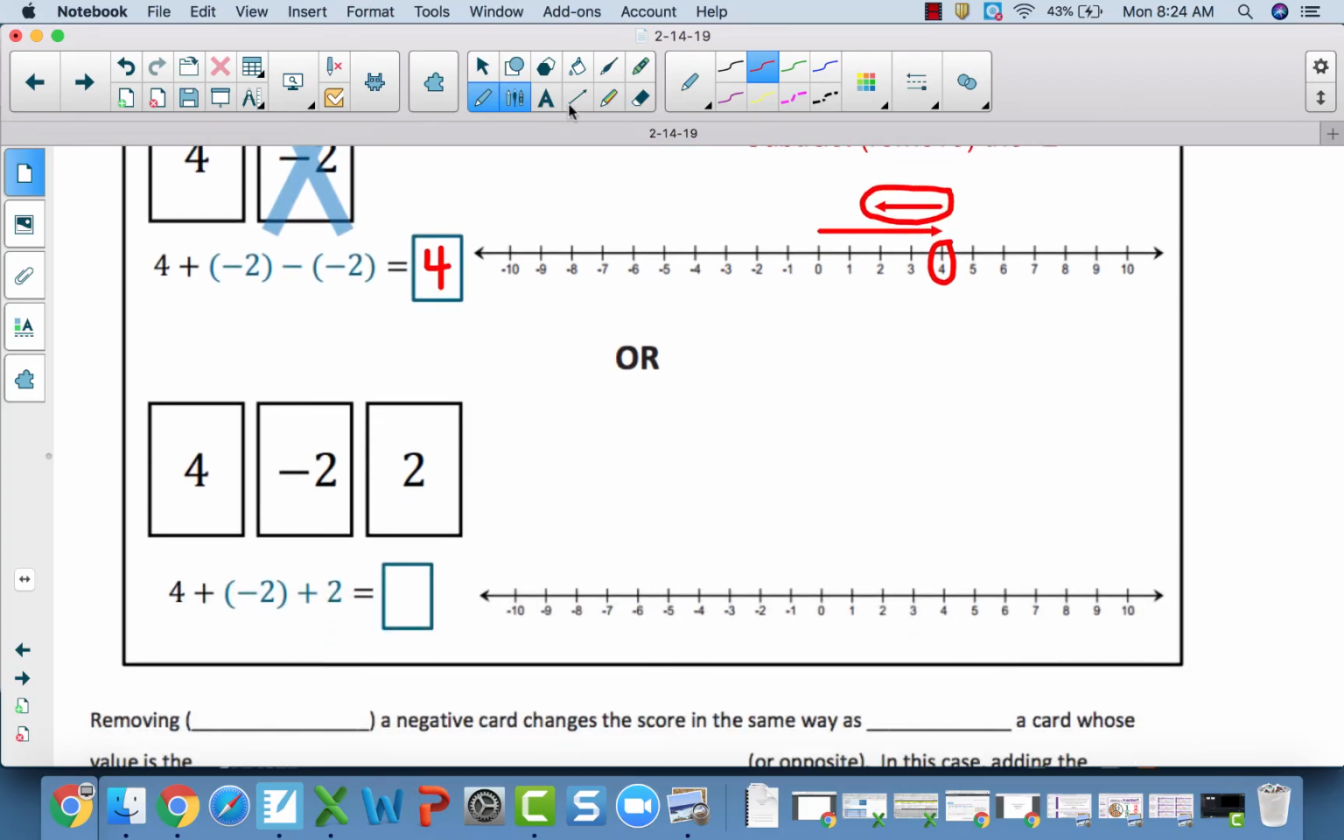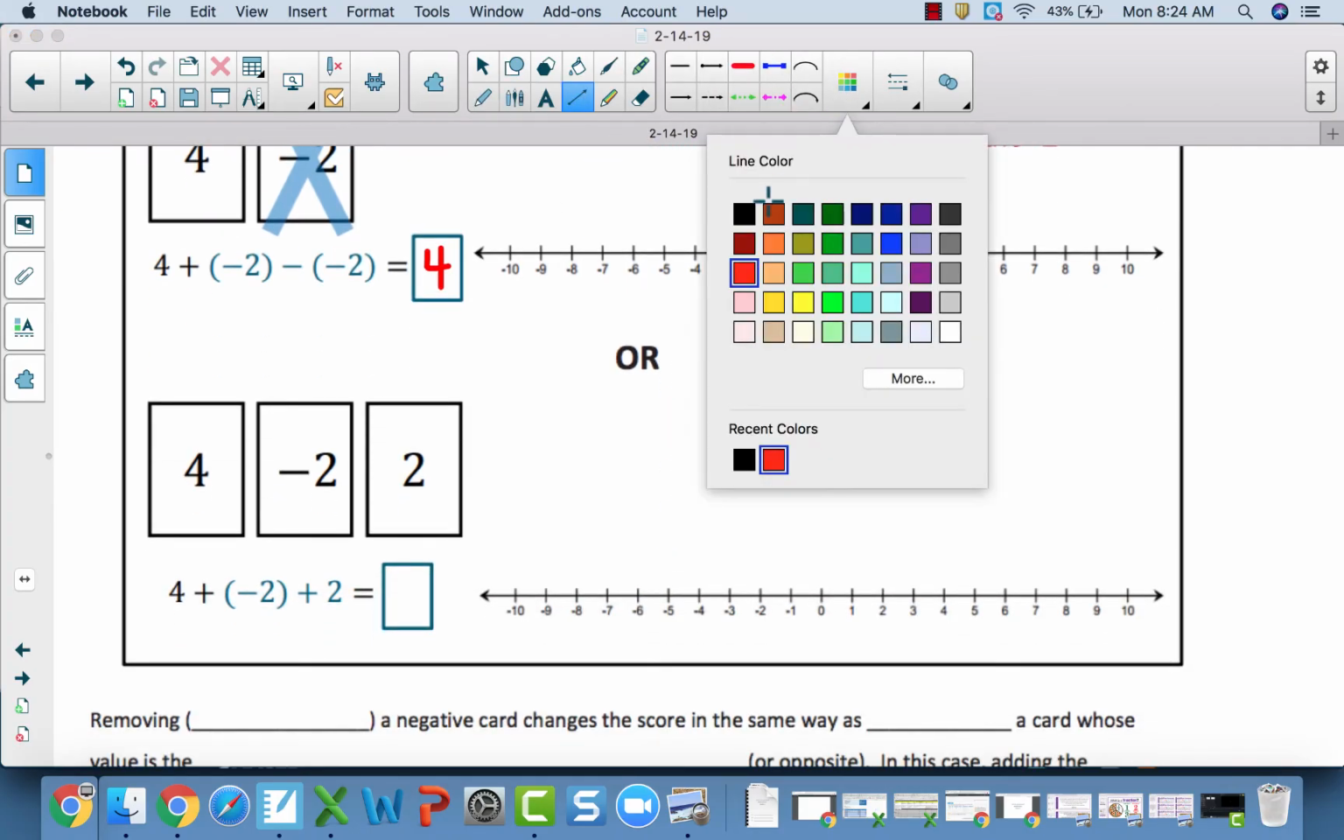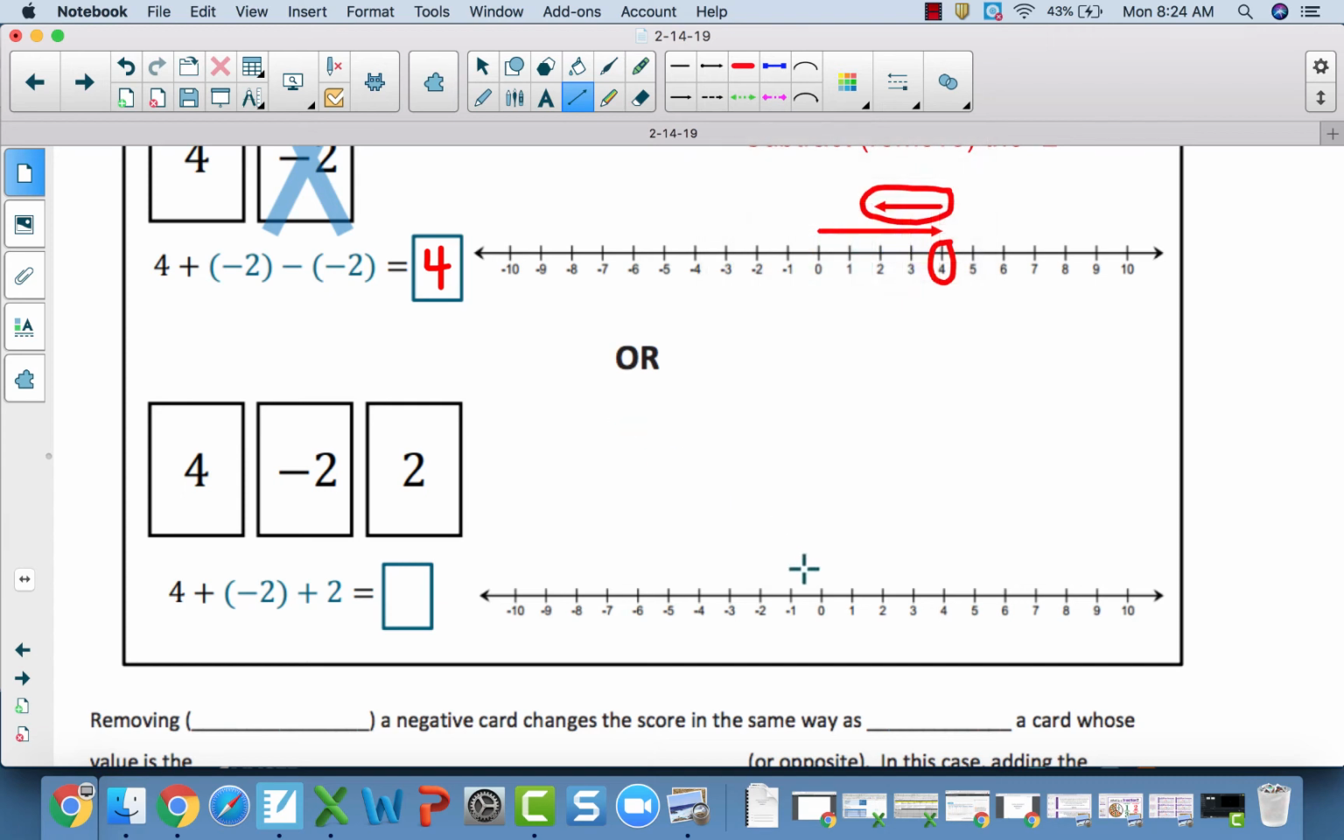Or I can look at it like this. I will start by drawing my 4 vector out here. Then I have negative 2. And then I have positive 2. So these are essentially canceling each other out here. And I end up right at 4. So the answer to this expression, this equation here, is 4.